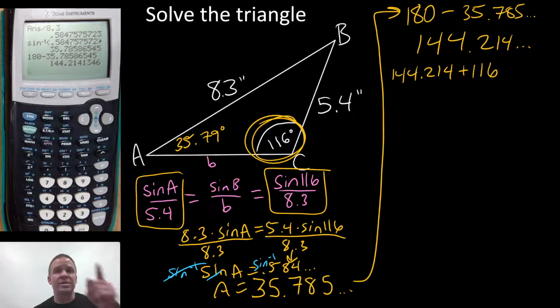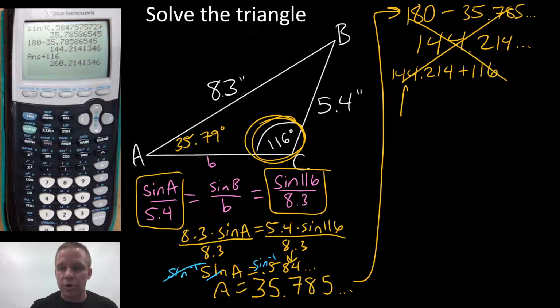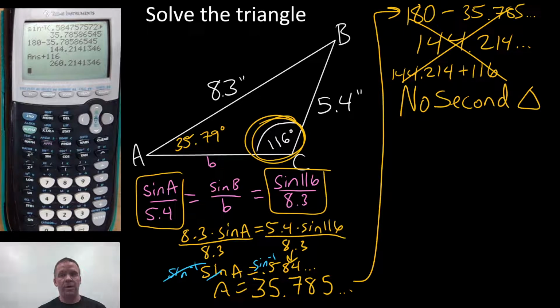Why 180 degrees? There's 180 degrees in a triangle. So as long as I'm less than that, then a second triangle exists. So I think we could already probably see this here, but I'll just go ahead and type it in. We get 260, right? So clearly there's not a second triangle. We've only got our first triangle, okay?